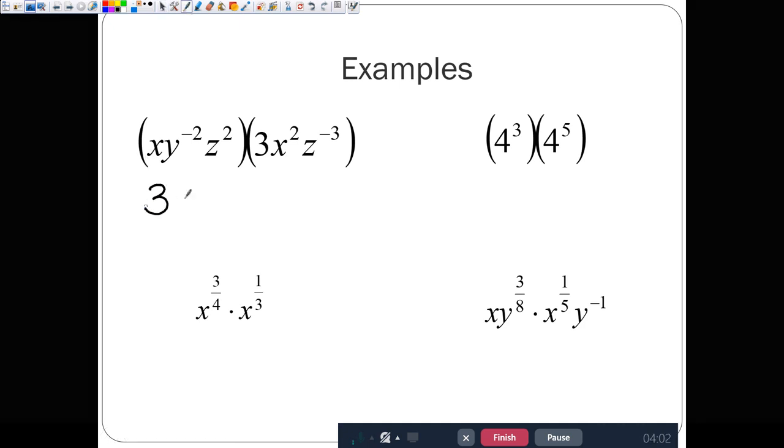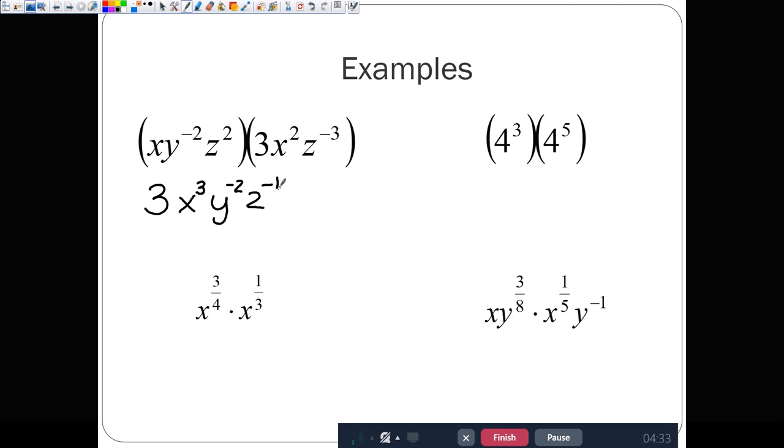Okay, now I have an x, a y, and a z. I always just keep my bases, and then I'm going to add my exponents next. So at my x, I have an x raised to the first power, and this x is raised to the second power, so 1 plus 2 is 3. Okay, y to the negative 2, there's not another y, so it's still going to be y to the negative 2. Z squared, and z to the negative third, so 2 plus negative 3 is negative 1.